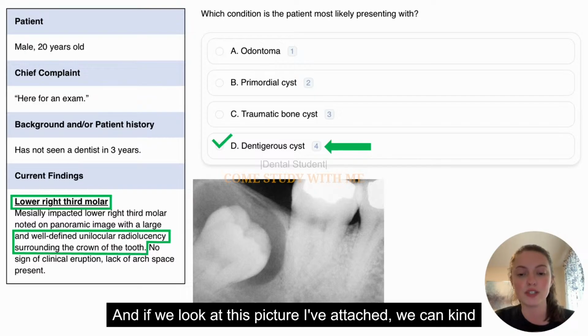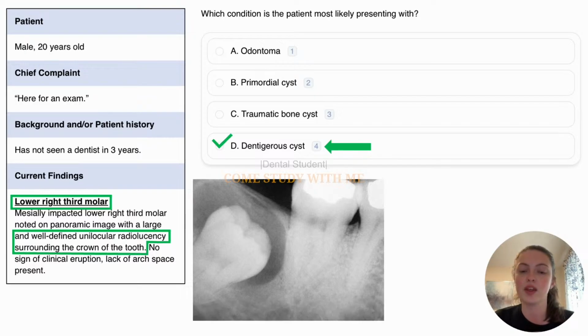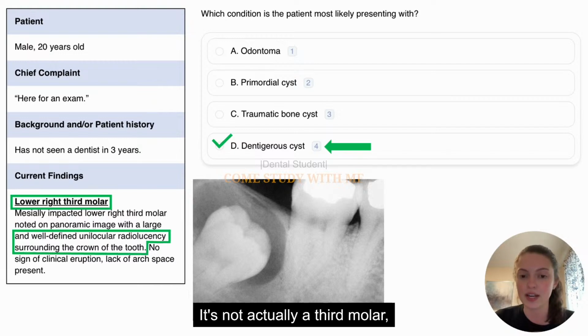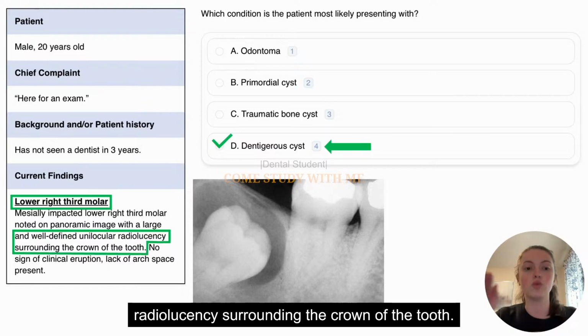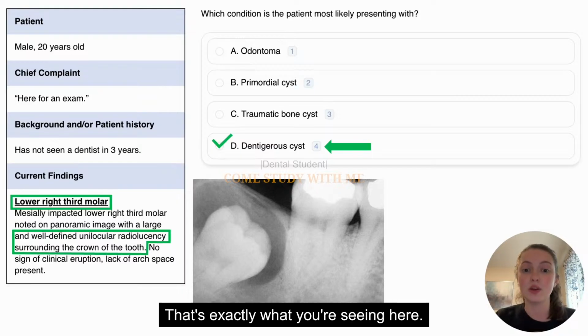And if we look at this picture I've attached, we can see how it fits the description. This picture shows a second molar. It's not actually a third molar, but you can see that we have this well-defined unilocular radiolucency surrounding the crown of the tooth. That's exactly what you're seeing here.